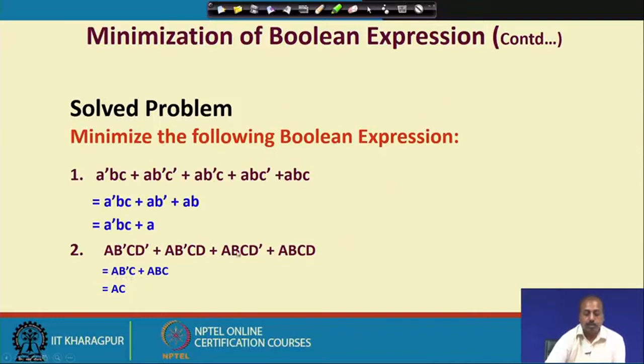Similarly, between these two terms, you take a b c common, so it is d bar plus d, which is equal to 1. After getting this, if you take a c common from these two terms, you will get b bar plus b, which evaluates to 1. So, you get a c. In this form you can apply these Boolean identities to convert these Boolean expressions into some minimized form. Of course, as I said, it is not proved to be absolute minimum.